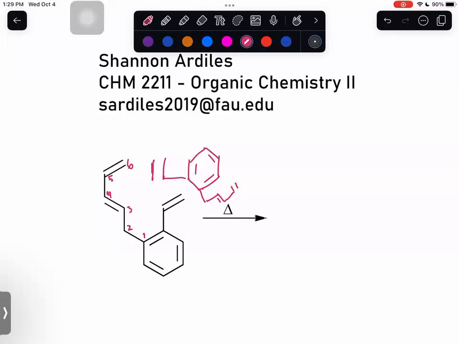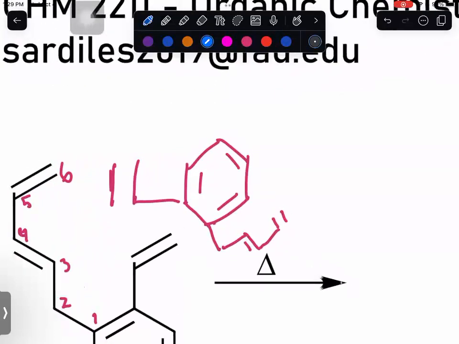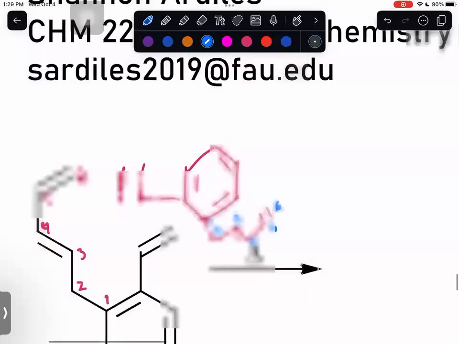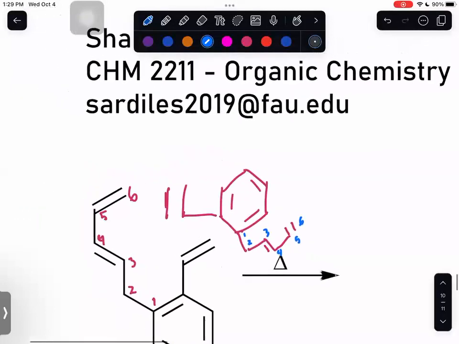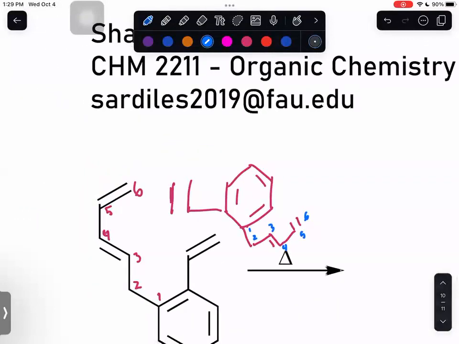He's showing us the product. So we need to find the diene and the dienophile. We're trying to find the diene and the dienophile. From carbon 3 till 6, those guys are your diene. And then the little lonely double bond on the right side, that's your dienophile.